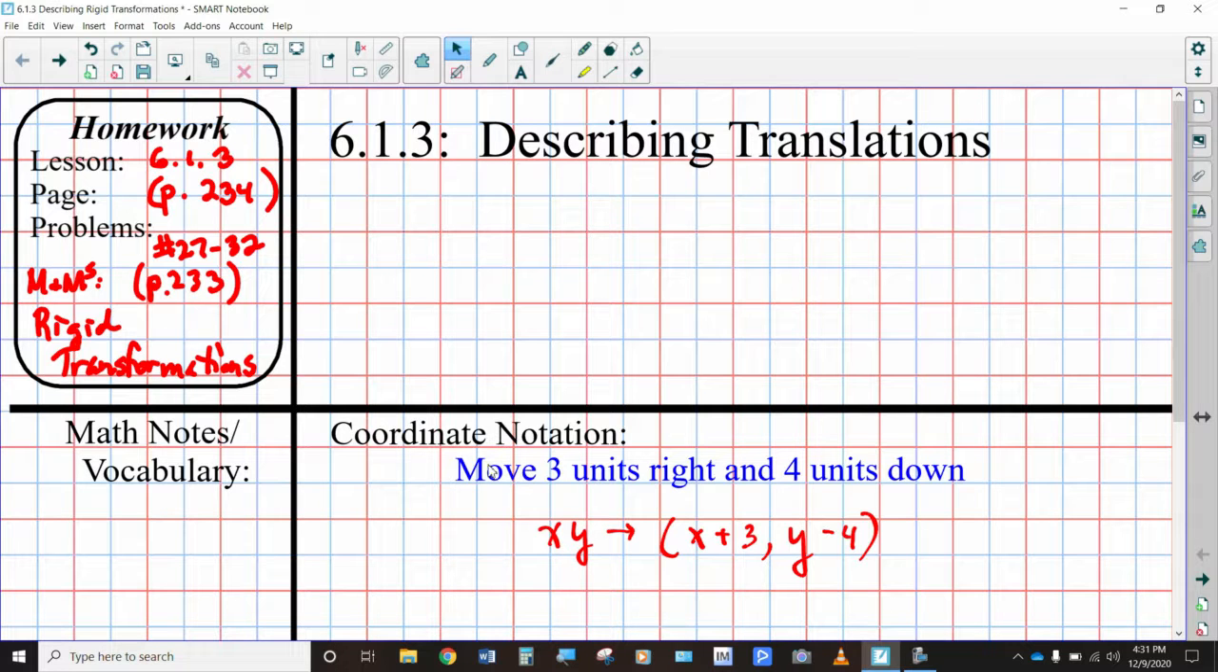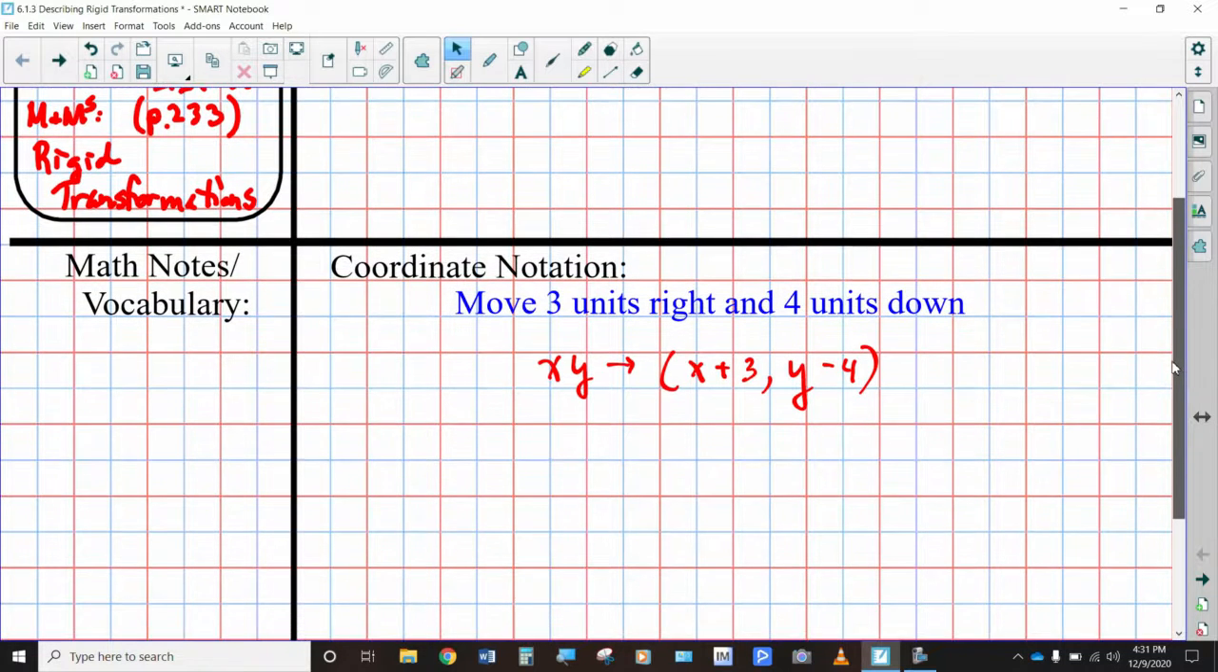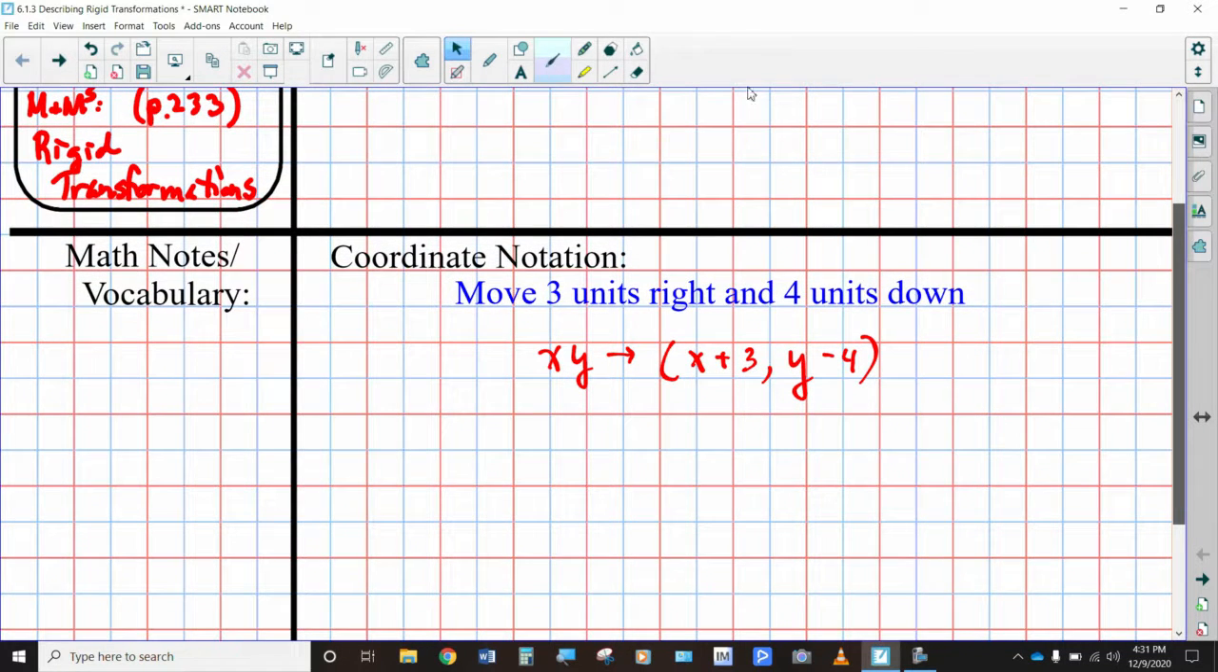So if you took an object on your coordinate grid and had it move 3 units right and 4 units down, coordinate notation would look like this. It would say that x and y change such that x increases by 3, right? That's moving to the right on the x line, and y decreases by 4, which means it goes down in reference to the y-axis.